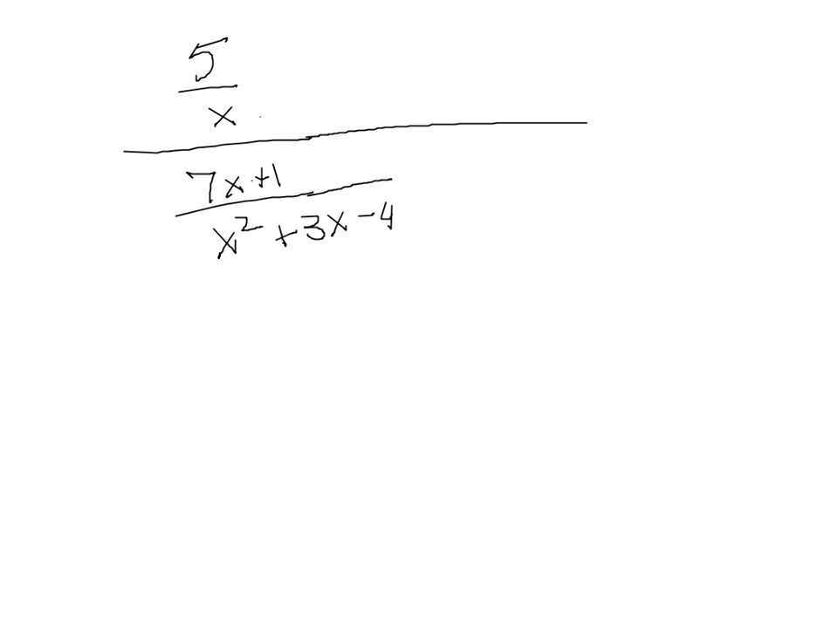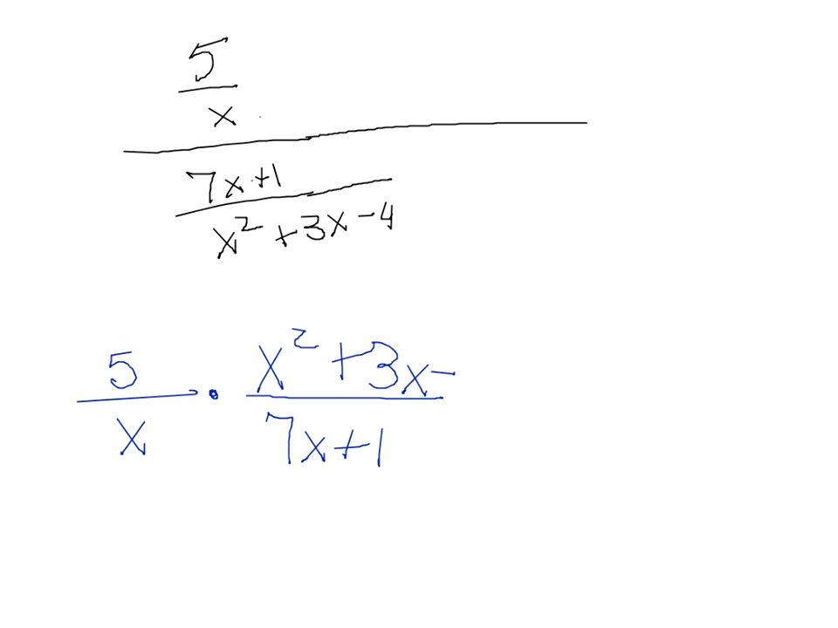Alright, now here we have a rational function divided by a rational function. So just like in fractions with numbers, we take the top times the reciprocal of the bottom. That does factor, but it's not going to factor into anything that's going to help us simplify the expression. So now that I've flipped it and turned it into a multiplication problem, I'm going to distribute here.